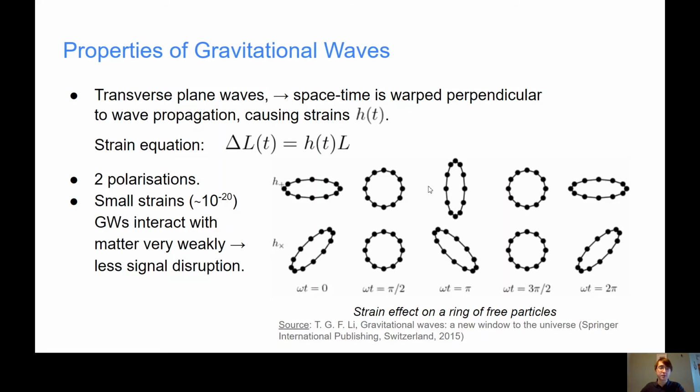The effects of these strains can be imagined for a ring of free particles, as shown for one cycle in this figure. The two rows correspond to the two different polarization forms, H+ and Hx. These strains are in fact tiny, of the order of 10 to the negative 20, which is because gravitational waves actually interact with matter very weakly, which means that they suffer less signal disruption as they travel, but they're also very difficult to detect.